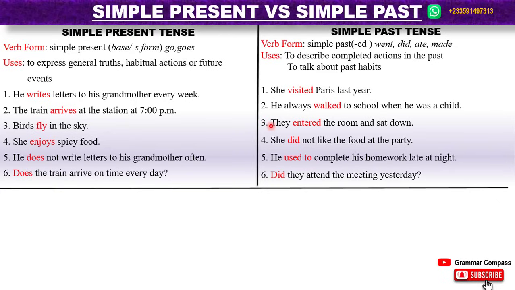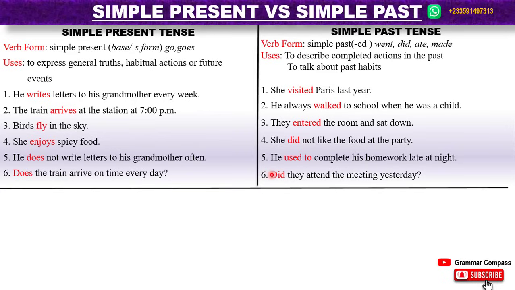It is instructive to note that just as we can have negative and interrogative forms of simple present, we can also have negative and interrogative forms of simple past. For example, she visited Paris last year. This is a positive sentence. We can say she didn't visit Paris last year. Negative form. It is still simple past. Did she visit Paris last year? It is still simple past. So, simple past tense can have negative forms and also interrogative forms as well. These are the two main tenses in English, the simple present tense and the simple past tense.